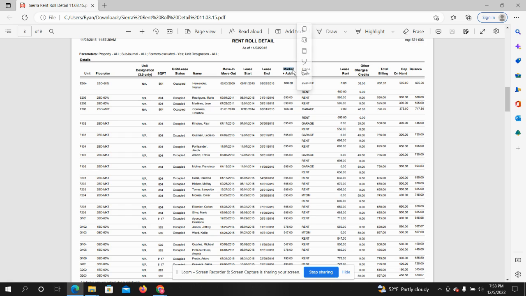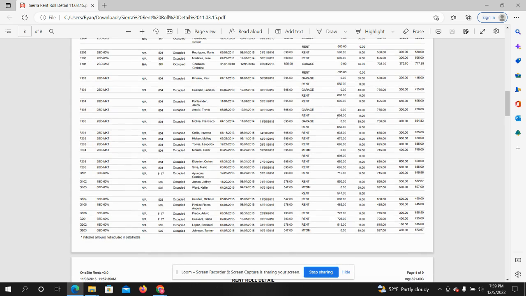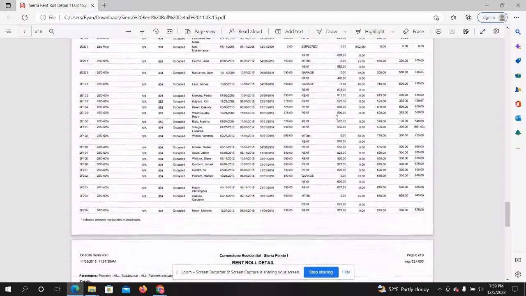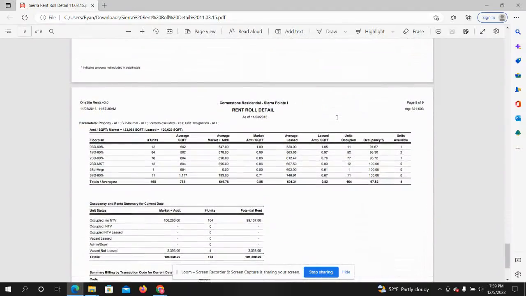So at this report right here, you can see that we have the floor plans, the two beds, three beds, we have the square footage, we have the market rent, we're at the 690 right here, and then we also have the lease rent. So this one is a garage, so it's zero, but we have the rent and then a garage. So what we need from the lease rent is we need the average leased rent on the property. This is the metric that I'm pulling when I underwrite a property. So I'm going to make sure that my garages aren't included, which they aren't.